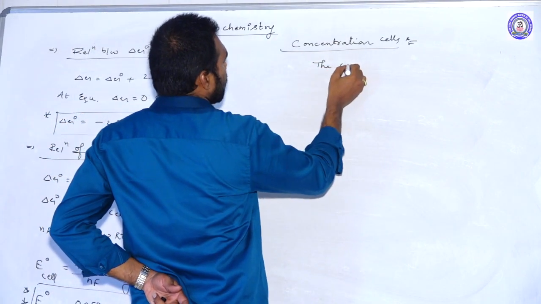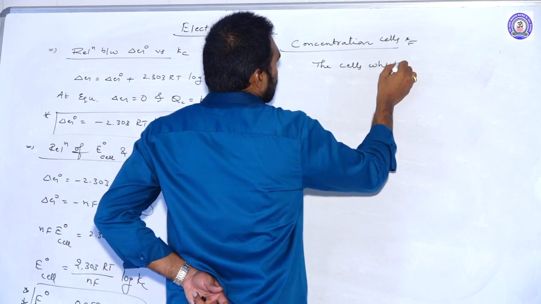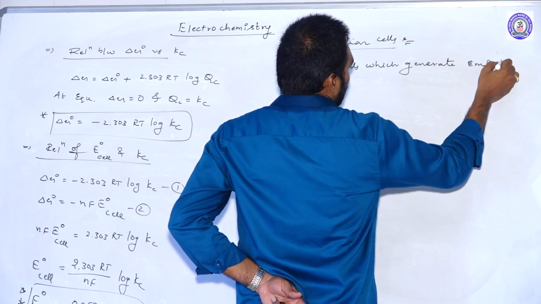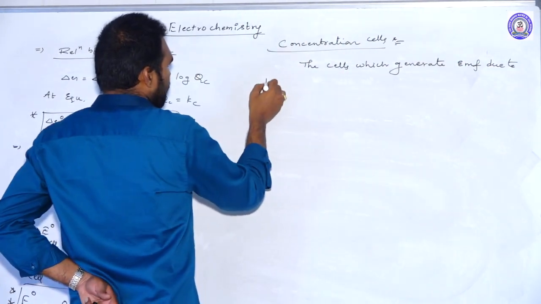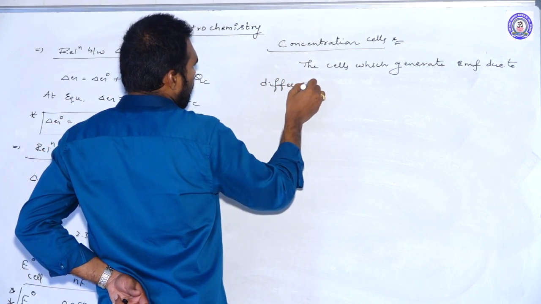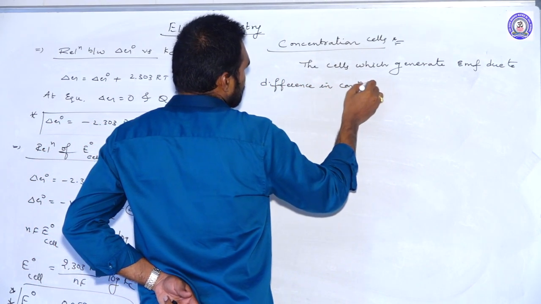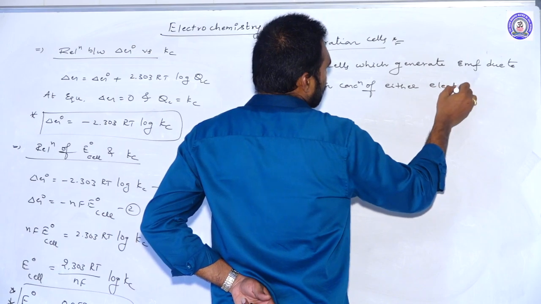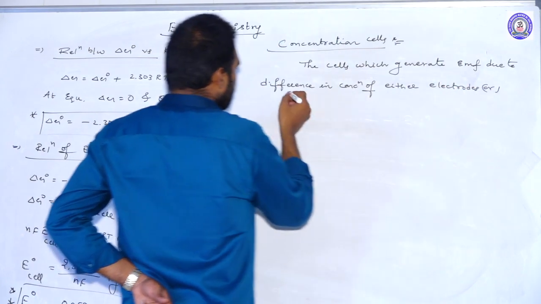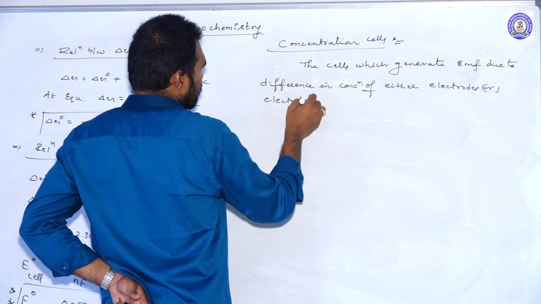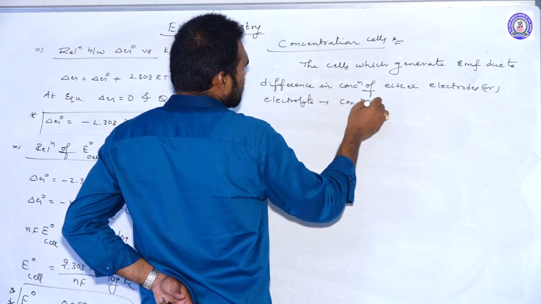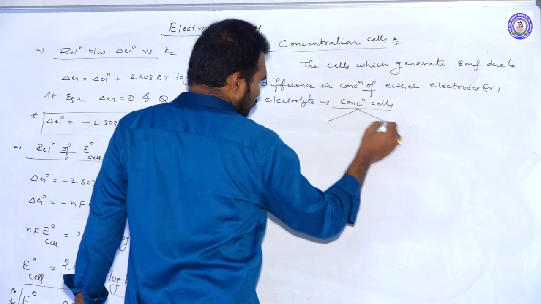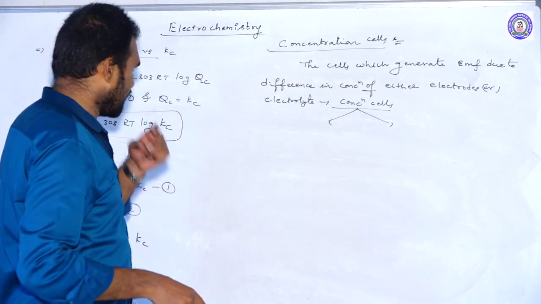So the cells which generate EMF due to difference in concentrations of either electrodes or electrolytes are called concentration cells. And these concentration cells, again, are based upon electrode or electrolyte differences.